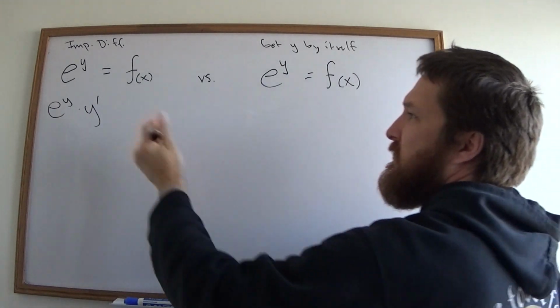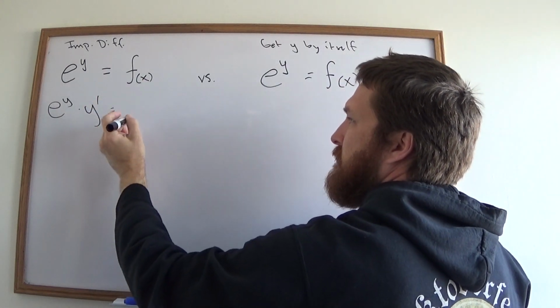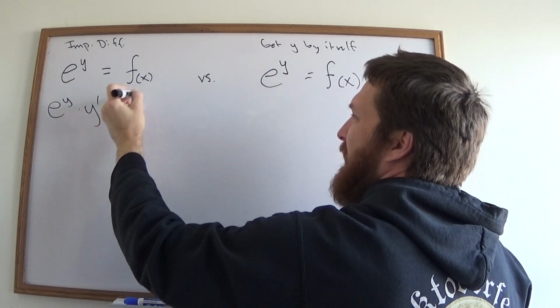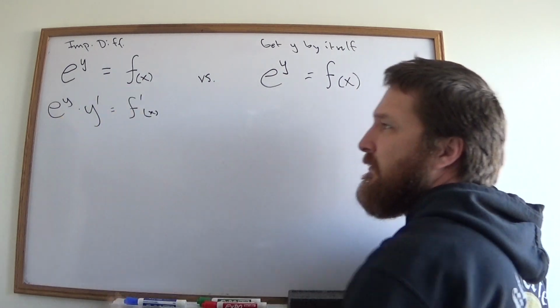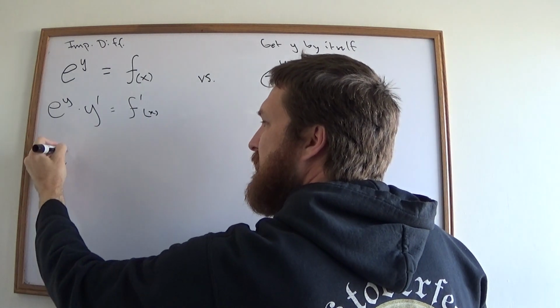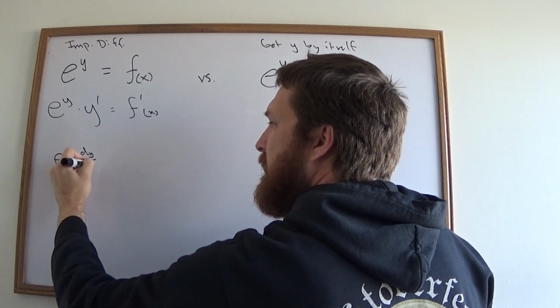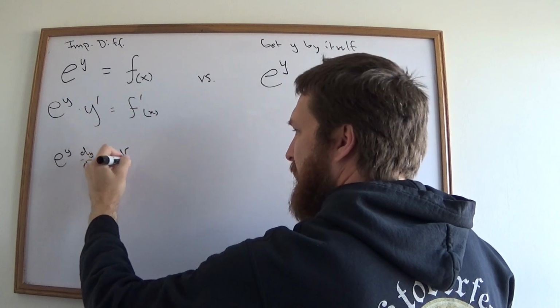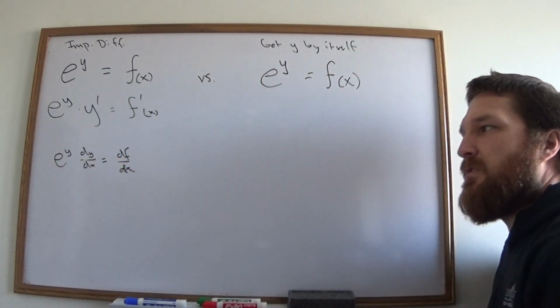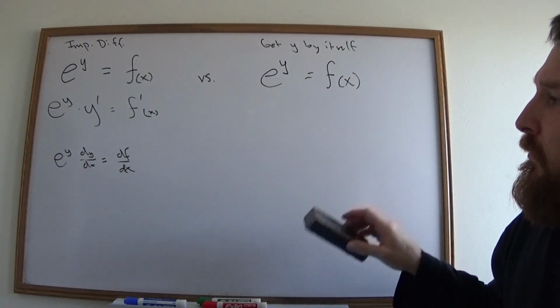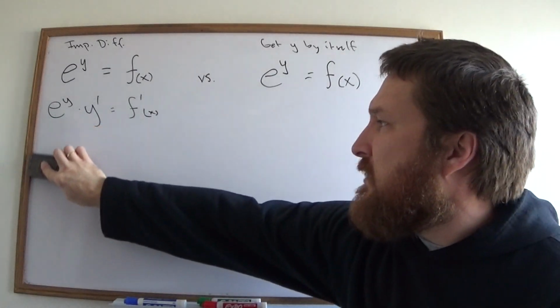Okay, and so then what happens on the right-hand side? It's just f prime of x, right? Or we could have done this as e to the y dy dx equals df dx, just different notation, means the same thing. Okay, so that's how you deal with that.